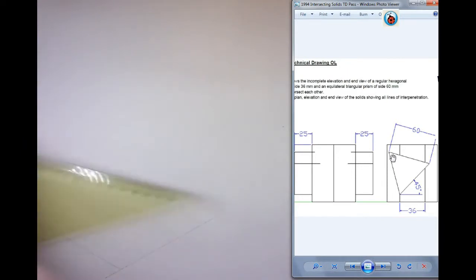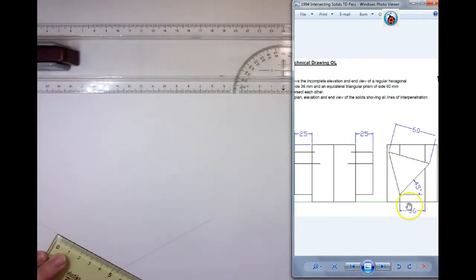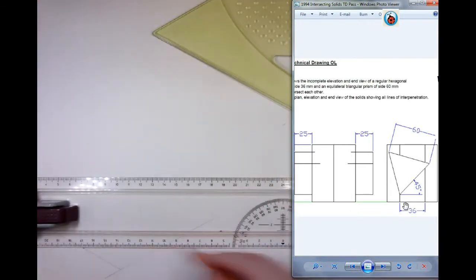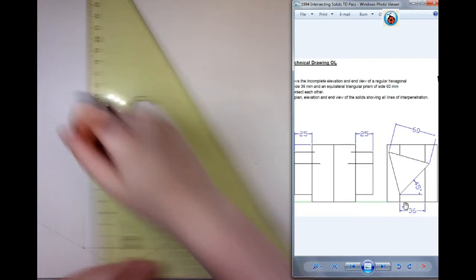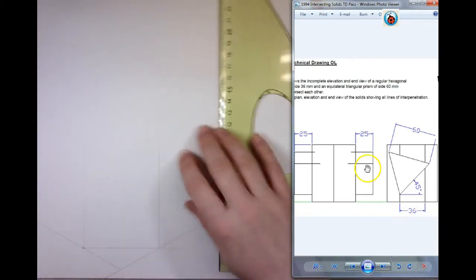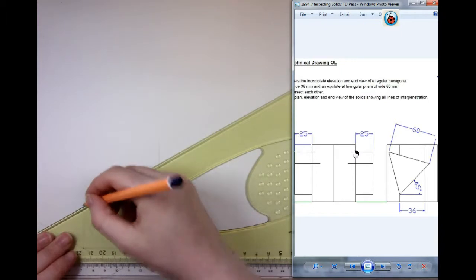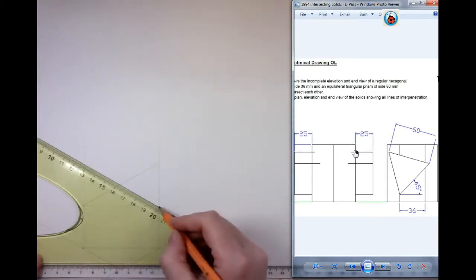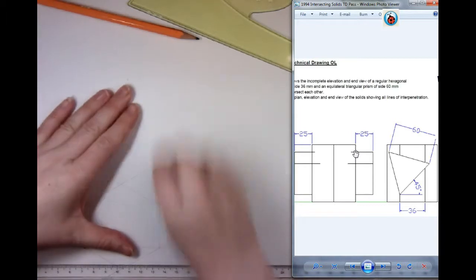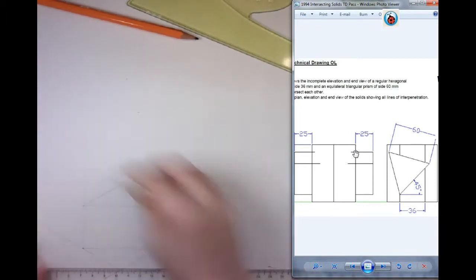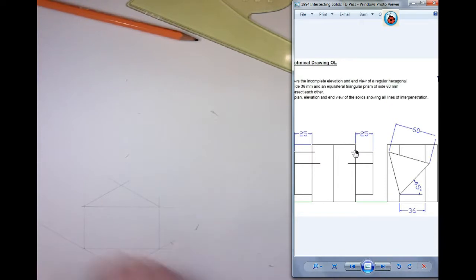And we're told each side is 36. We're getting our 36 from here. So that has helped me draw my hexagon. I'm just going to rub out some of these construction lines, even though we never rub out construction lines, just in this case because we get a little bit confused with all the various lines going on.